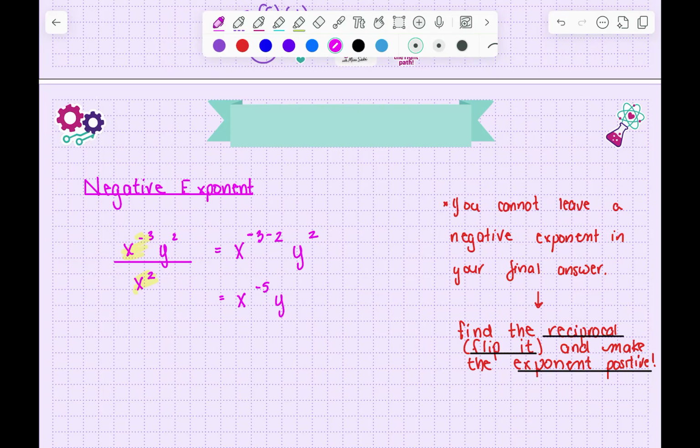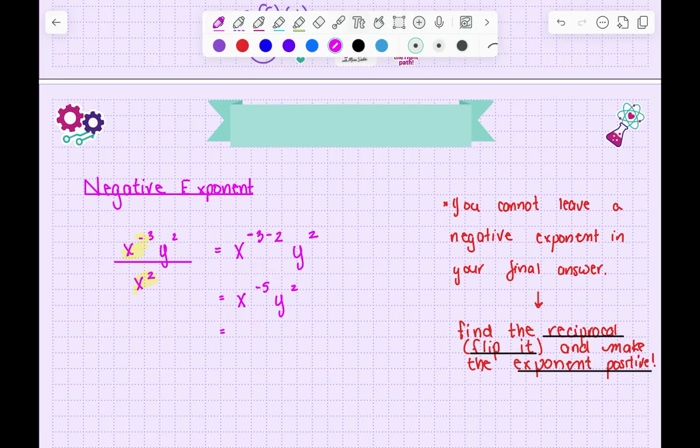Rewrite the y squared. Then that's what we have. But look at this. We cannot keep this there. So the rule is you flip it, right? You find the reciprocal and you get rid of the negative sign.